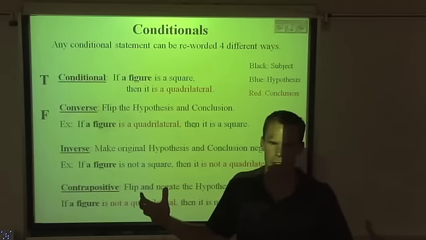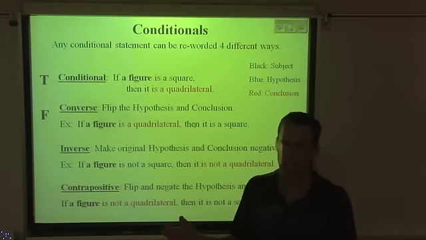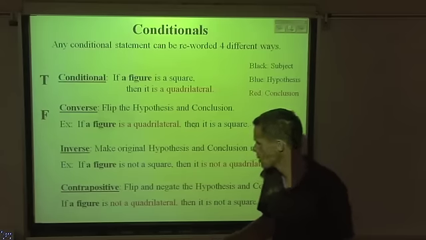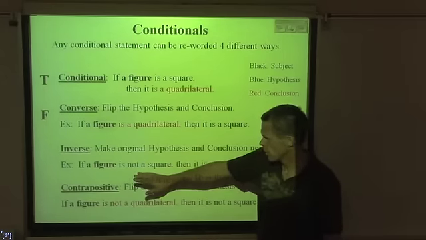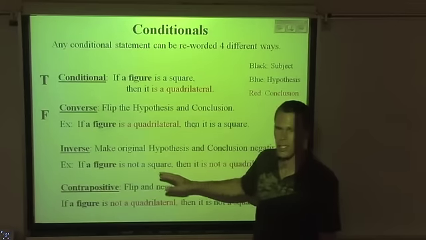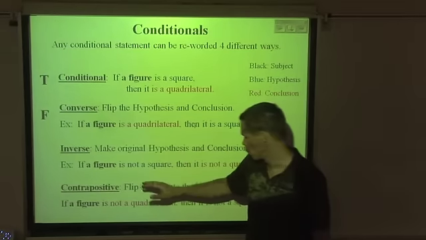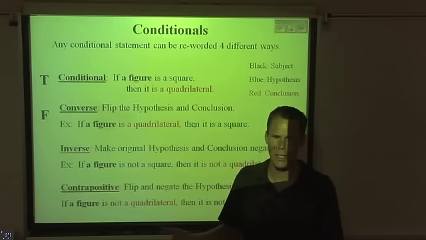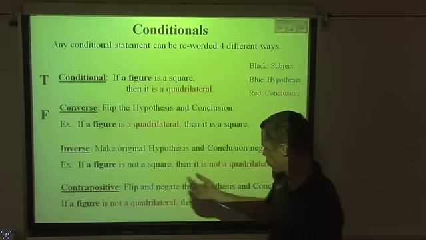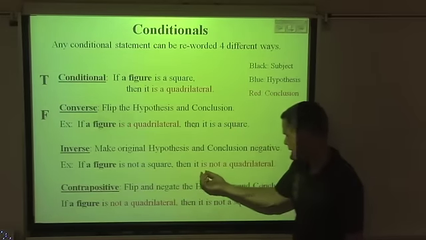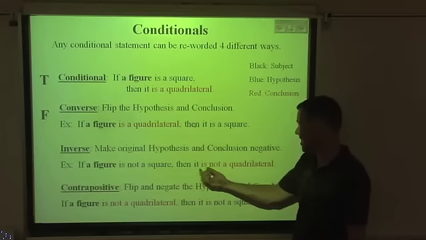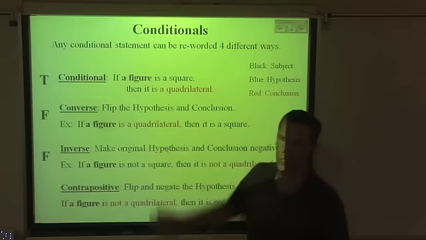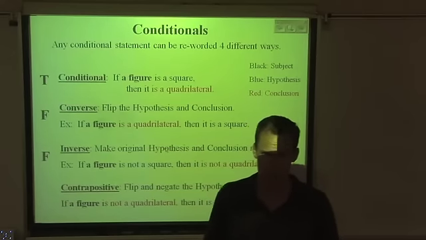A trapezoid has four sides and is not a square. A kite has four sides and is not a square. Now what about the inverse? If a figure is not a square, trapezoid, then it's not a quadrilateral. Oh, but wait, yes it is. A trapezoid is not a square, and it is a quadrilateral. So the inverse is false, and we have the exact same counterexample.